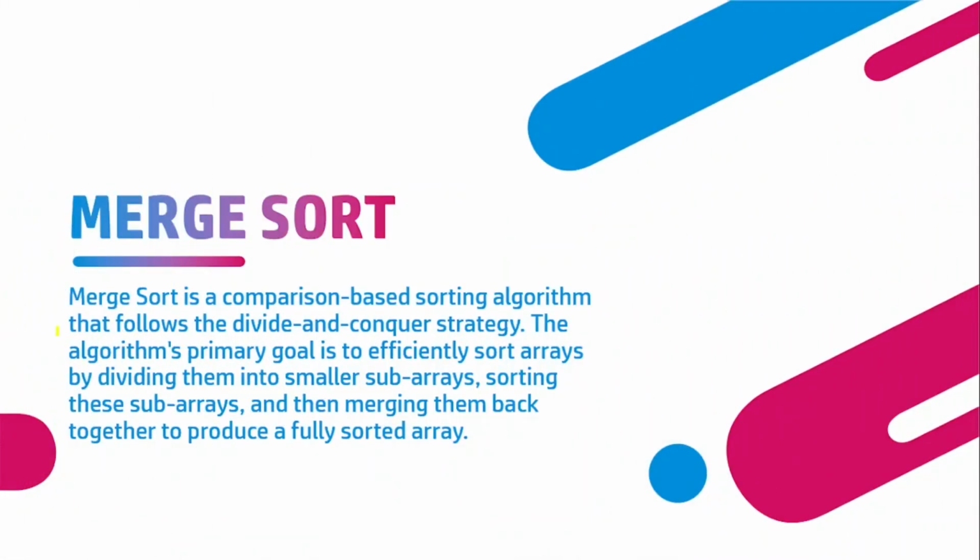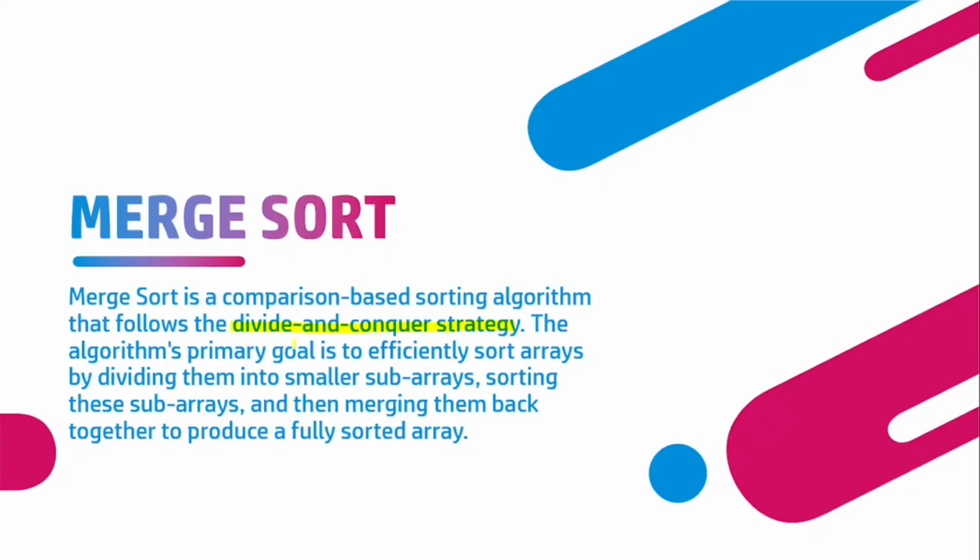By definition, merge sort is a comparison based sorting algorithm that follows the divide and conquer strategy. This is a very important terminology you have to keep in mind. We'll be discussing it in a short while. The algorithm's primary goal is to efficiently sort arrays by dividing them into smaller subarrays, sorting these subarrays, and then merging them back together to produce a fully sorted array.